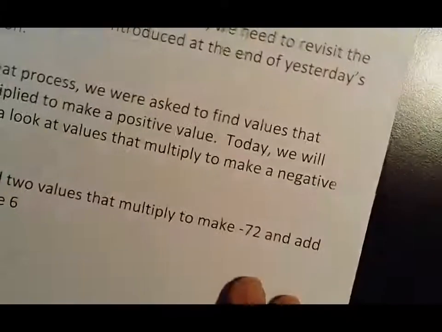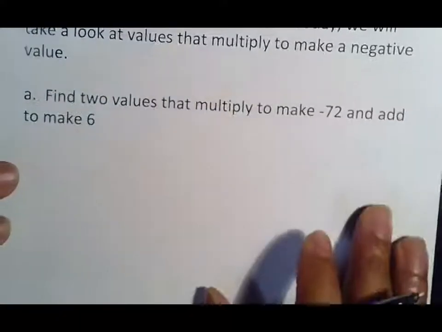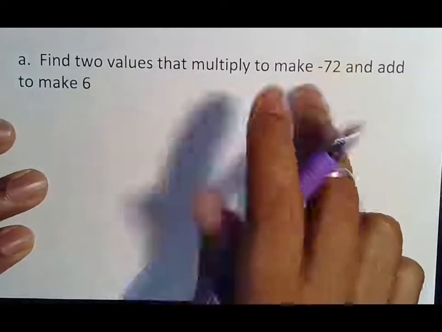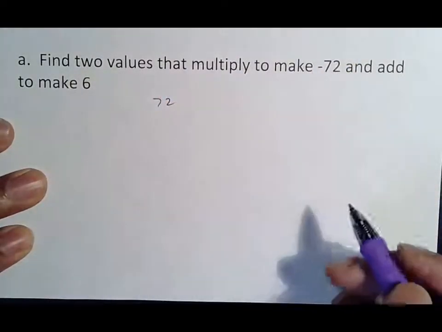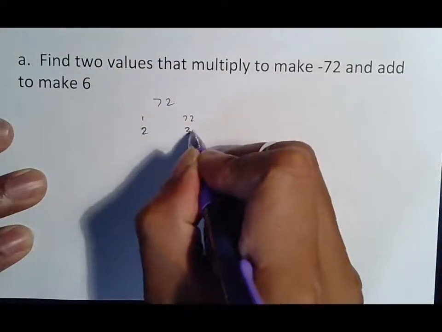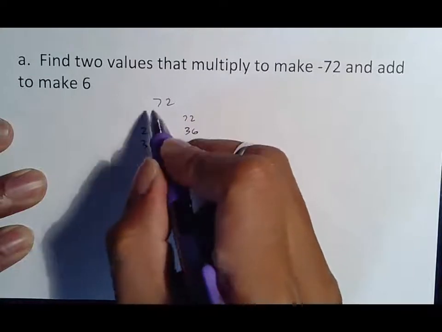That brings us to today's sheet, which is what I was supposed to talk about: what happens whenever it multiplies to make a negative. If it multiplies to make a negative, start the same way. 72, ignore the negative for now. 72 is 1 times 72, 2 times 36, 3 times, that's 7, 8, 9.